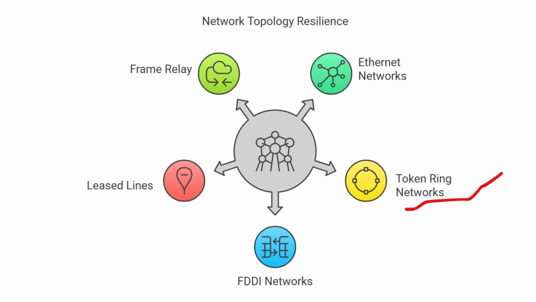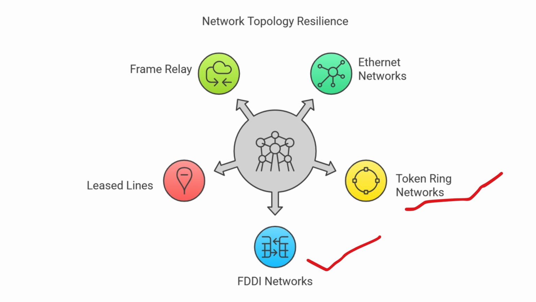Token ring networks. Token ring networks were designed to be more fault-tolerant than Ethernet. The problem is that if one network interface card (NIC) failed, it could bring down the entire ring unless fault tolerance was built in. The solution is to use monitoring tools to detect failing devices and replace them before they disrupt the network.